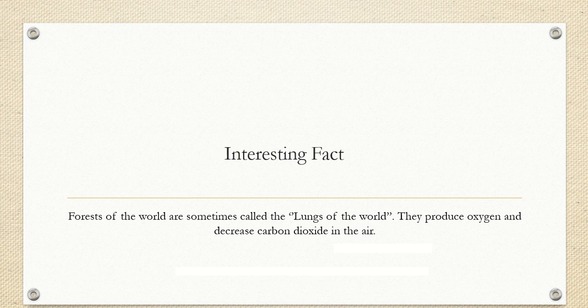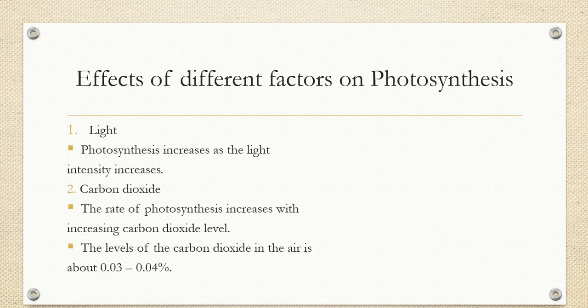Students, there is an interesting fact. Forests of the world are sometimes called the lungs of the world. They produce oxygen and decrease carbon dioxide in the air. The first factor is light. Plants trap light to make food by photosynthesis. Photosynthesis increases as the light intensity increases.